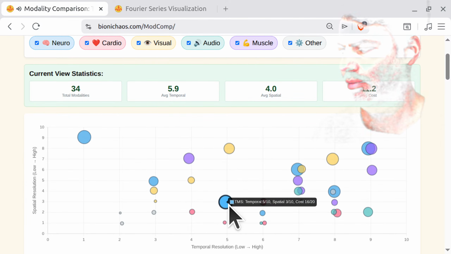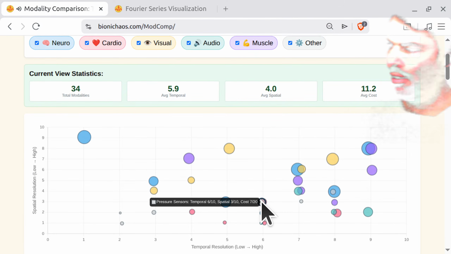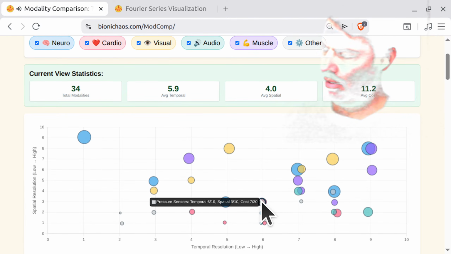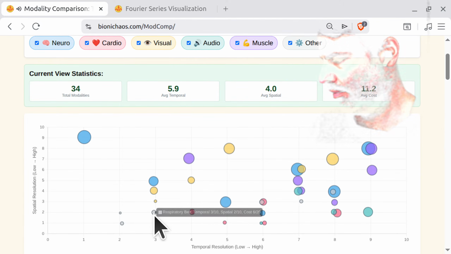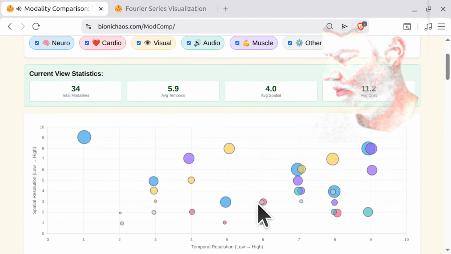Which means the real skill isn't finding the objectively best sensor. No, not at all. It's finding the most suitable one for your specific needs, aligning the speed, the precision, the cost with what you're actually trying to do. Whether that's building an interface, doing research, or just exploring what's possible with biosensing.